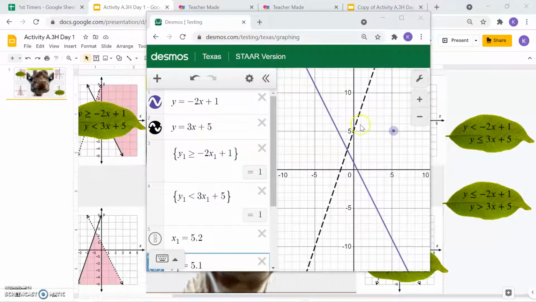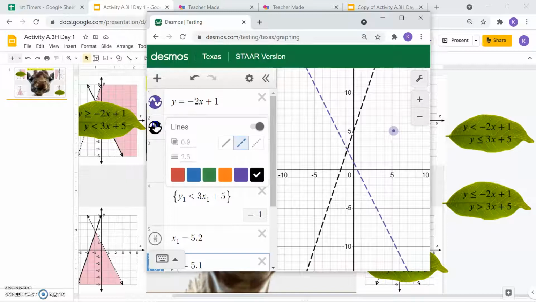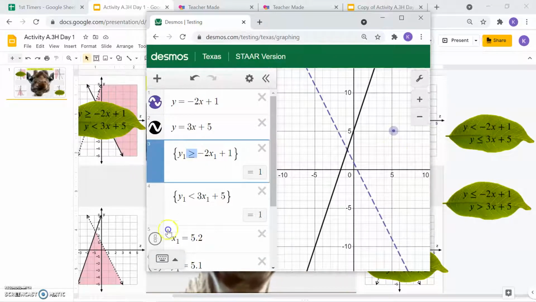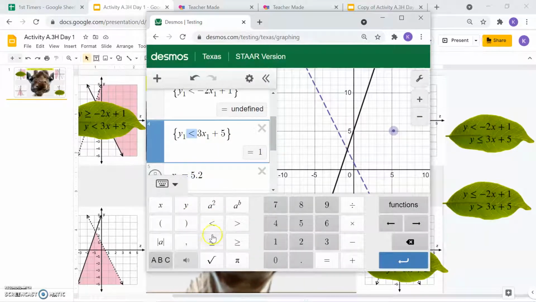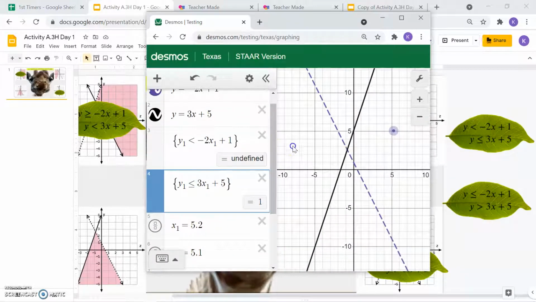On this one, the first one, it is a dotted line because it doesn't have the equal sign in the bottom. And the second one, it is going to be a solid because it does have the equal sign in the bottom. And they both have the same numbers. Now let me go here and change the symbols. One of them, it is a less than. And this one, it is a less than or equal to.